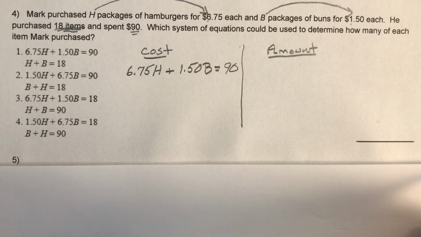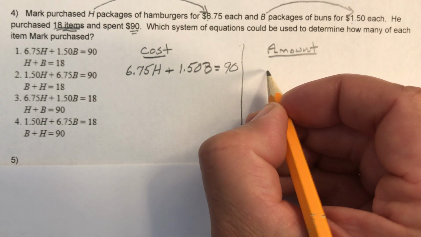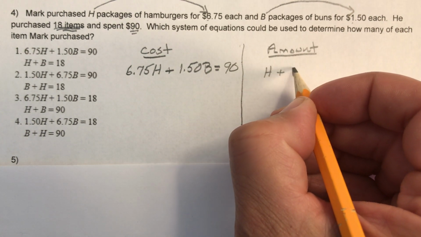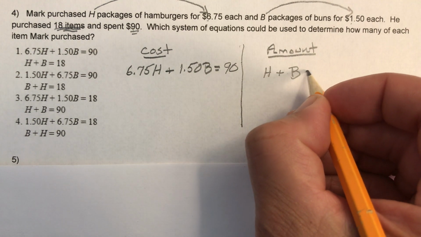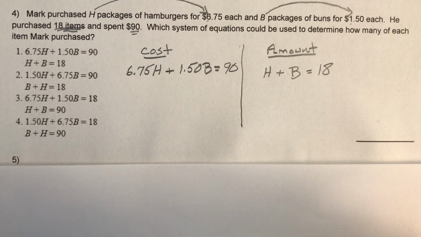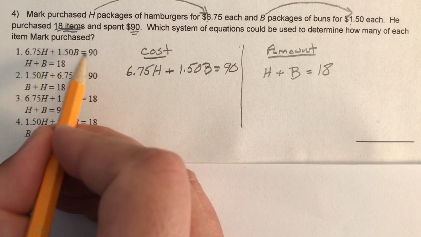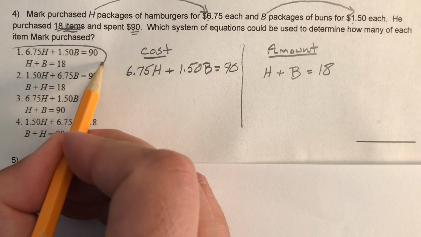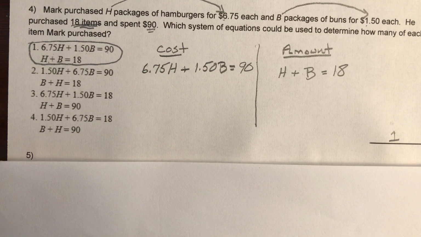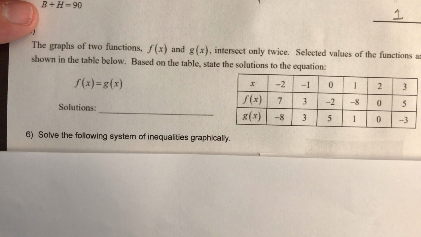Now I just need to focus on how many things he bought. All of the hamburger packages plus all of the bun packages totaled 18 items. And you look for that answer and just don't get tricked. Make sure the H and the B's line up properly. I think that is choice 1 right away. If you look at all the other ones, they certainly are trying to trick you very cleverly, but you won't fall for that.